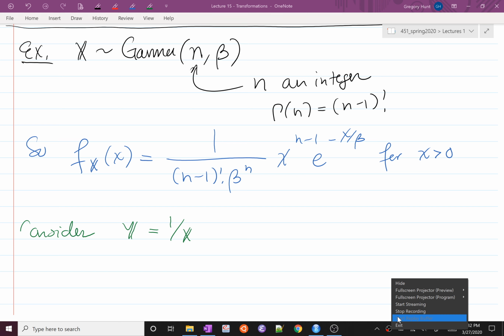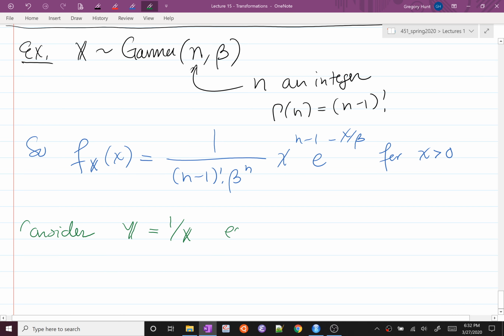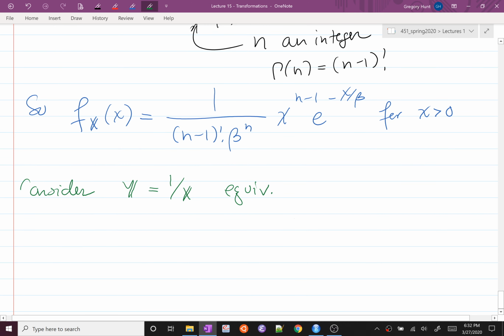Okay. And so equivalently, this is saying that g of x is equal to 1 over x. Okay. So what happens if we invert? Now, we have to check that this adheres to our theorem, right?